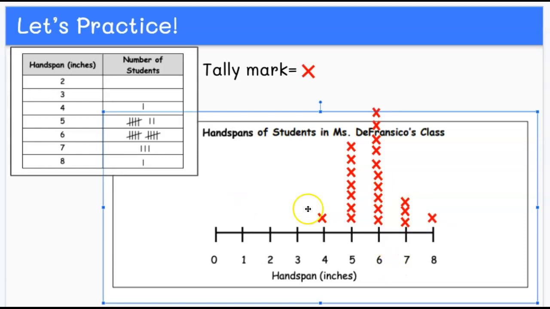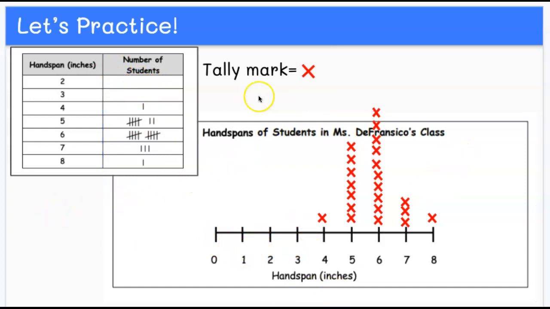I should have nothing over here because I don't have any students who have that length of a handspan. And 0 and 1 aren't even in our tally chart. So this line plot needs to match the tally chart. One student 4 inches here, 7 students 5 inches here, 10 students 6 inches here, 3 students have 7 inches here, and 1 student has 8 inches here.